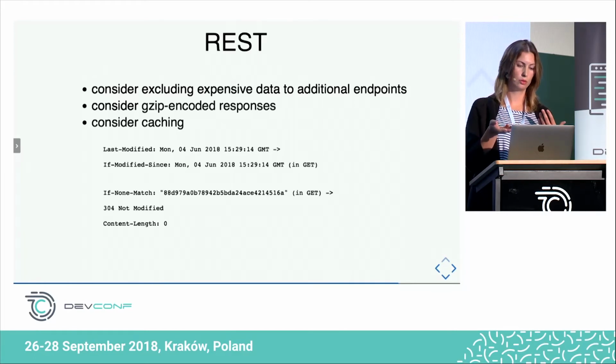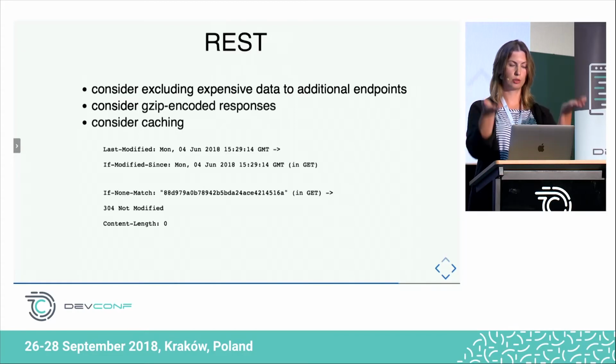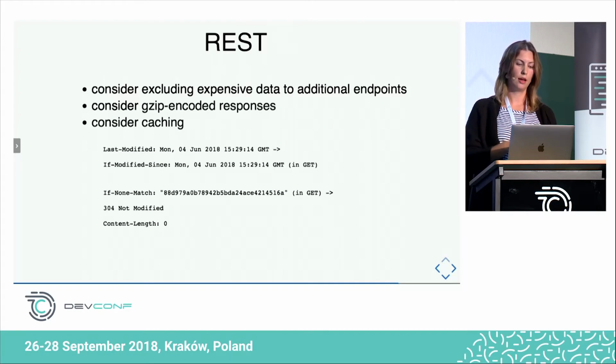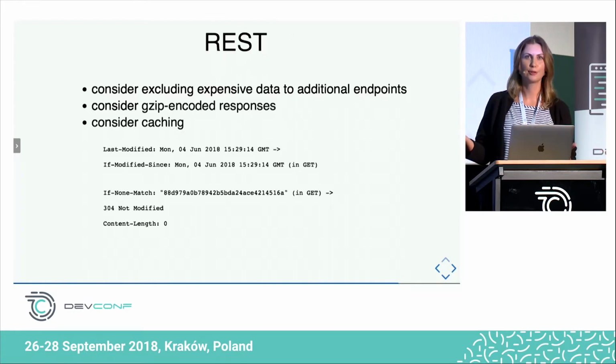Here I have 2. The backend says it was last modified on this date, and the front end, when asking again, asks if it was modified since, and gives the same date. But you can also use the token, and if the front end asks about the data and sends this token, the backend says it was not modified, and sends 0 content, which is extremely fast, because it's no content. No content has the best performance ever.